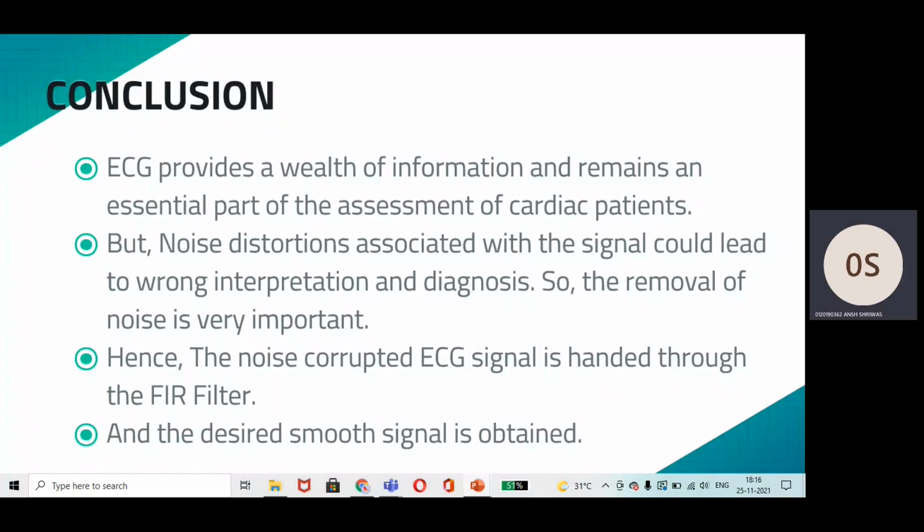Conclusion. ECG provides a wealth of information and remains an essential part of the assessment of cardiac patients. But noise distortions associated with the signal could lead to wrong interpretation and diagnosis. So the removal of noise is very important. Hence, the noise-corrupted ECG signal is handled through an FIR filter and the desired smooth signal is obtained.